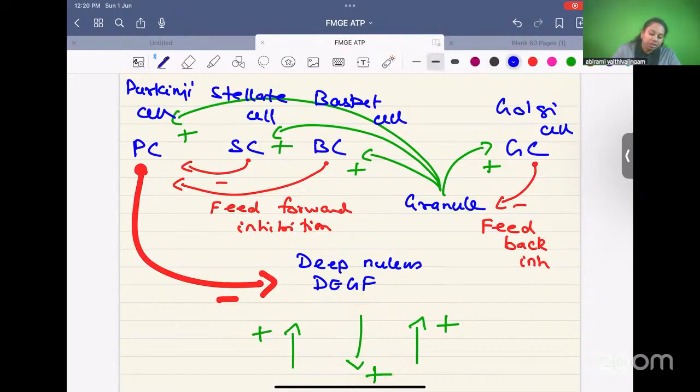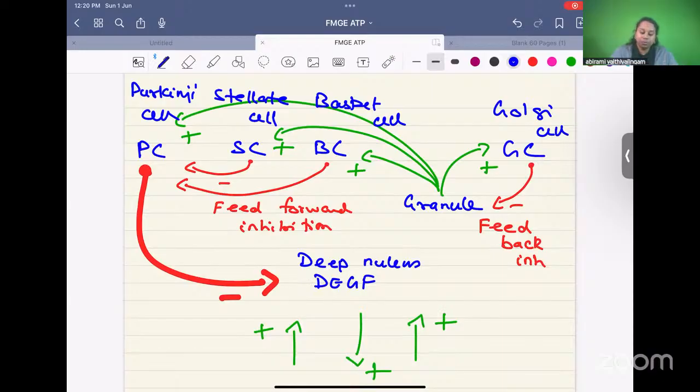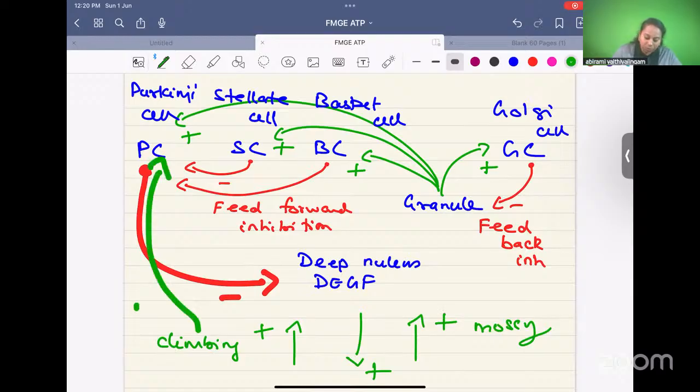Now, what are the names for these inputs? This is called climbing fiber, and the other one is mossy fiber. One climbing fiber will connect to one Purkinje cell. This is called a 1:1 connection. So this will give you a very strong spike, compound spikes. One mossy fiber will connect to 1 million granule cells.